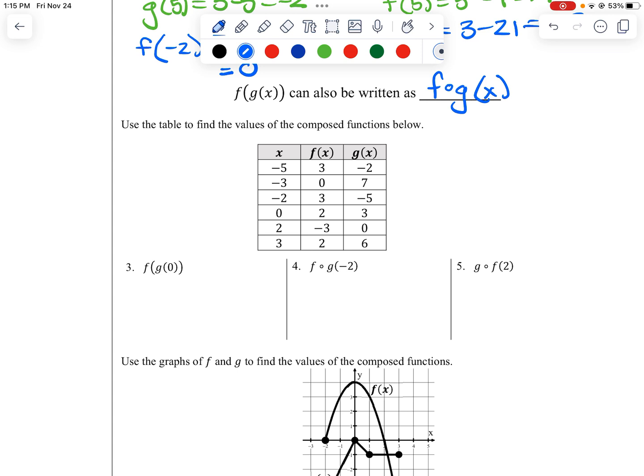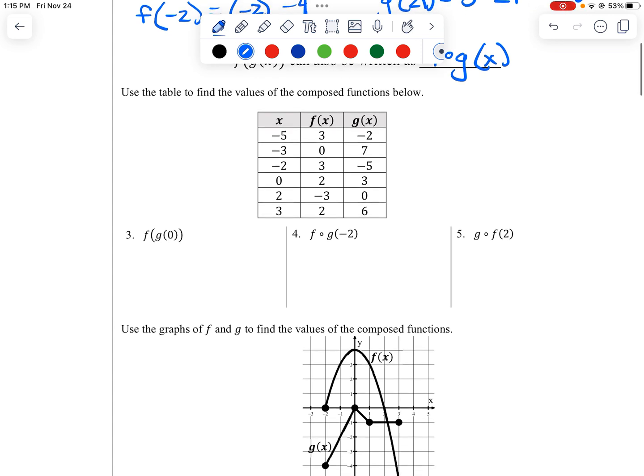So let's see if we can use this table of values to find the composed function below. So what we're finding first is g of 0. So g of 0 would be 3. So this is really f of 3. And now I can go to 3. So what is f of 3? It is 2.